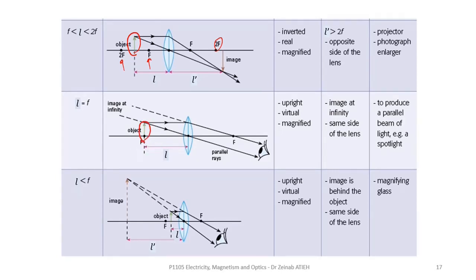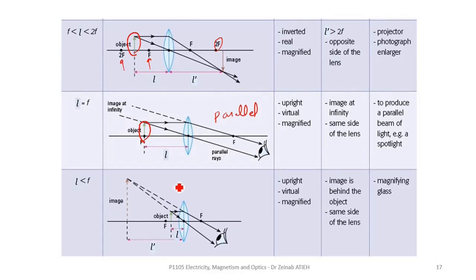Now, exactly at the focal length: if the object is at the focal length, we know that the light will leave parallel. The light will leave parallel. So this is for an object at the focal length.